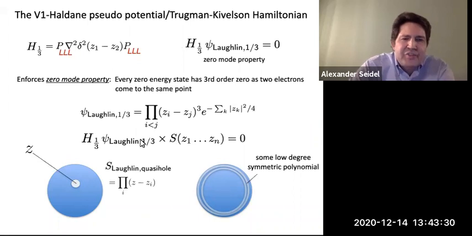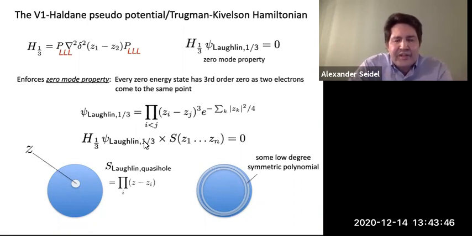More mathematically speaking, this Hamiltonian enforces the property in its zero modes that a zero mode must have a third order zero when two particles approach the same point, a property that obviously the Laughlin state has, but also when you multiply the Laughlin state with any symmetric polynomial in the complex coordinates of the particles in the two-dimensional space, it still has this analytic property and still is a zero mode.